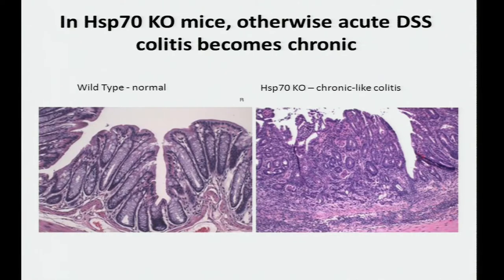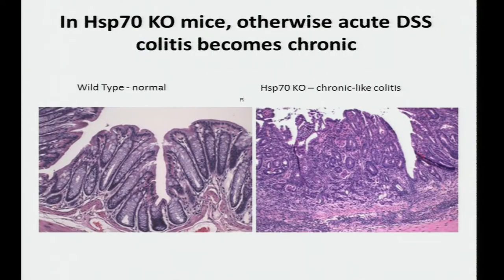The fact that these HEACHOC proteins are absolutely important for maintenance of intestinal homeostasis is illustrated here. So if you take wild-type mice and treat them with dextran sodium sulfate, an agent that will induce colitis, wild-type mice typically will develop inflammation, but it will spontaneously resolve over about a 2 to 3 week period. On the other hand, if you have a mouse where the gene for HSP70 is deleted, these mice do very poorly. They actually exhibit much more severe colitis, and after several treatments of DSS, they go on to a chronic-like colitis that is sustained.